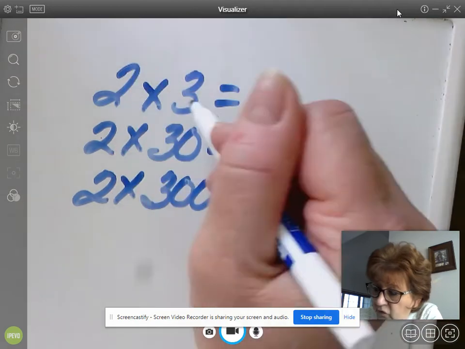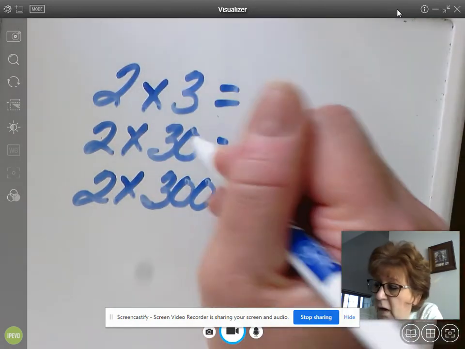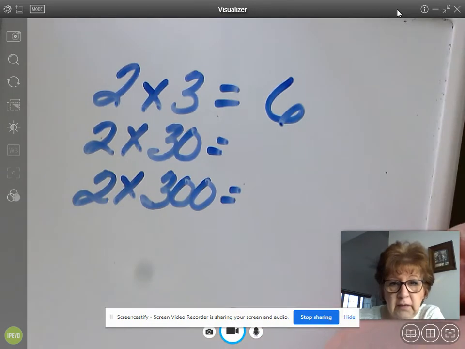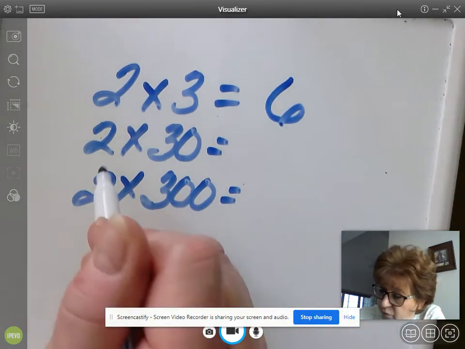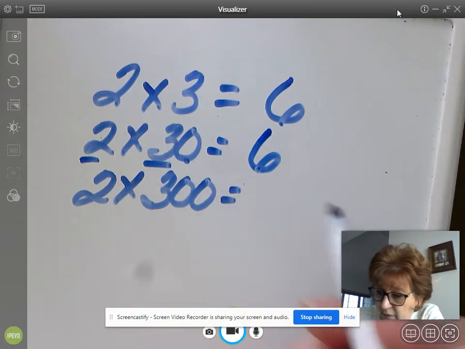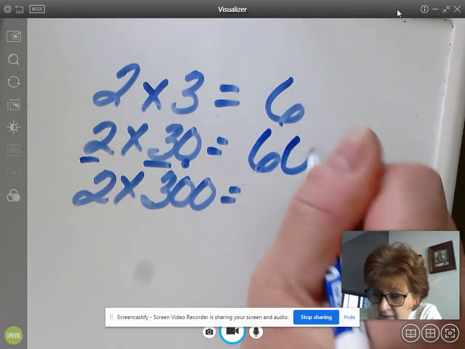Okay, so what is 2 times 3? Two groups of 3, that is 6. Okay, so if I do my 2 times 3 again, I still have 6, and now I'm going to do times my 10, which makes it 60.